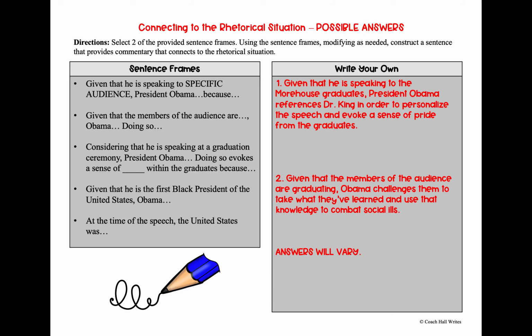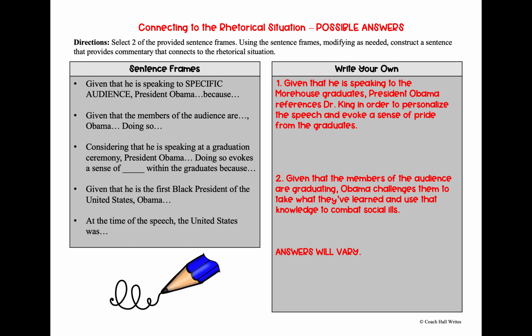Here are some possible answers. Now, keep in mind, answers will vary. Also, as I was explaining the activity, I did give you several hints, but here are 2 sentences that are written out for you to see. The first one there actually sort of combines the first bullet point as well as one of the sentences in the third bullet point. So as you get more used to these sentence frames, you can actually customize them and mix and match them in order to find your own writing style.